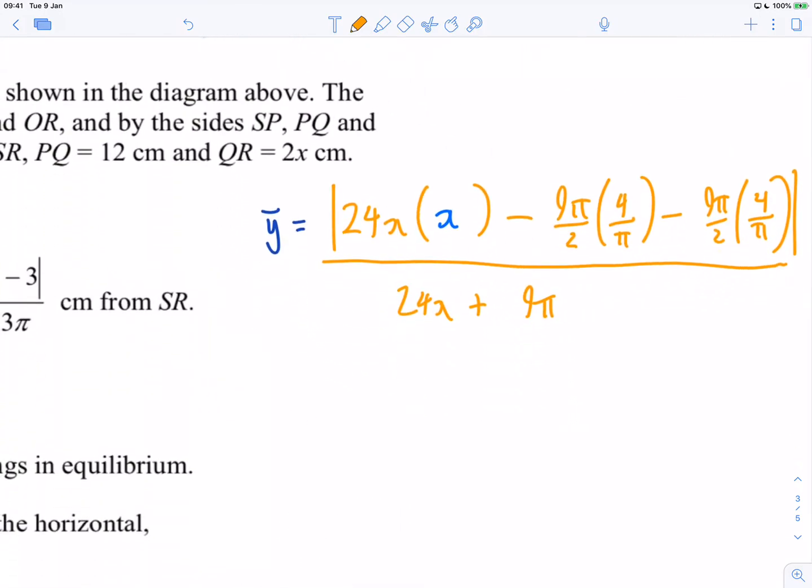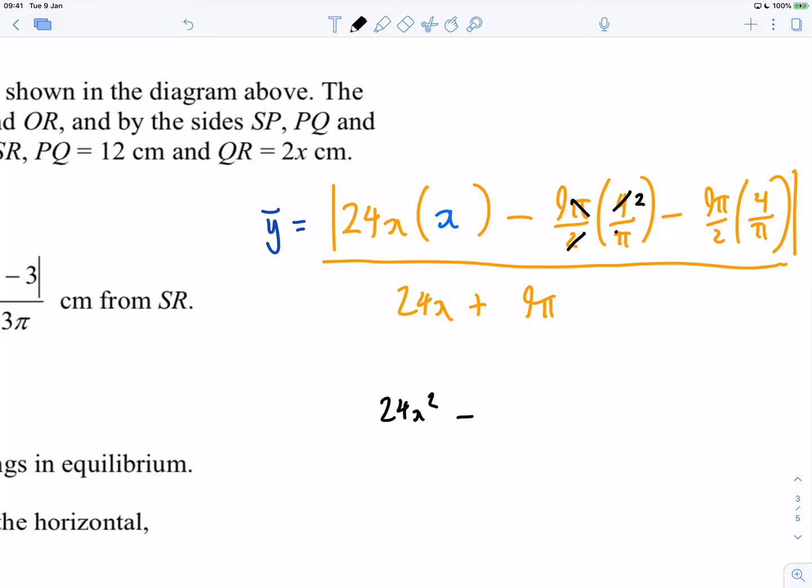So let's tidy this up. The first term is going to be 24x squared minus, and now look, the 4 and the 2 cancel, so that's a 2, pi and pi go. So I've got minus 9 times 2, which is 18, and the similar thing's going to happen over here, so I've got minus 9 times 2. So I've actually got 24x squared minus 36, the absolute distance of it, the mod of it, all over 24x plus 9 pi.